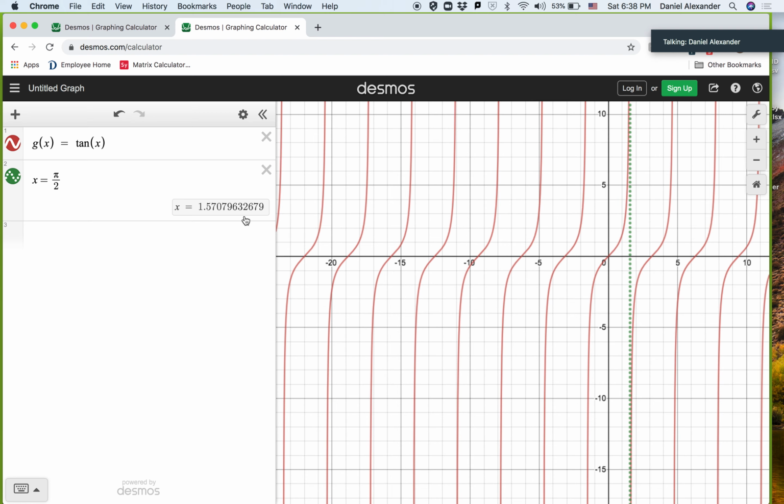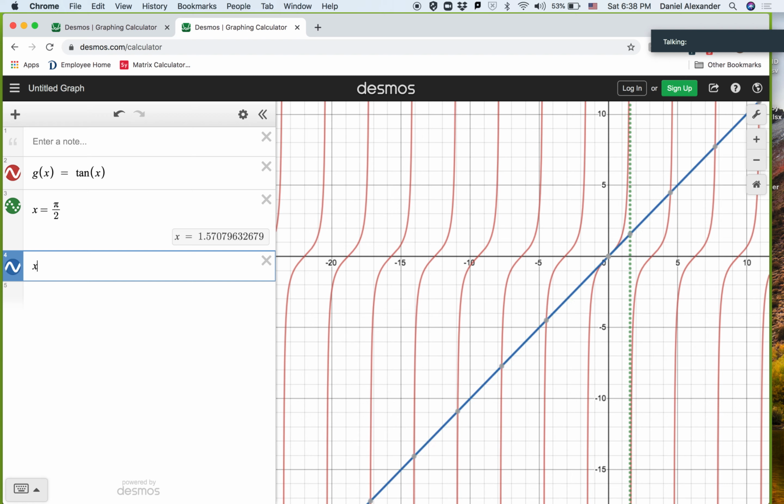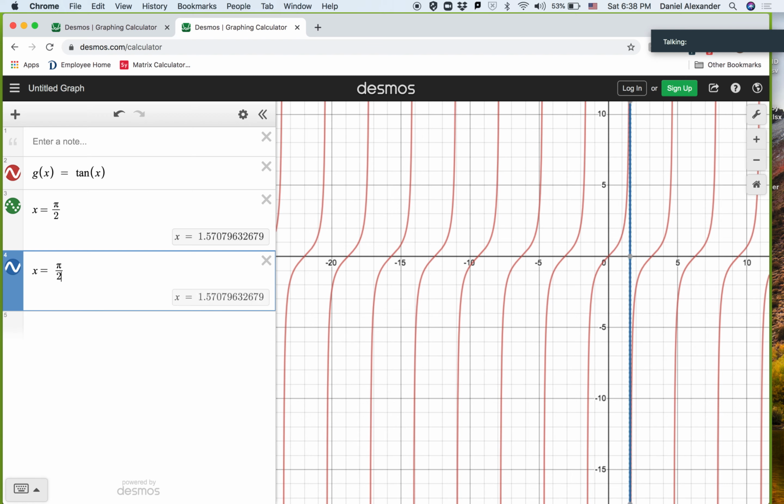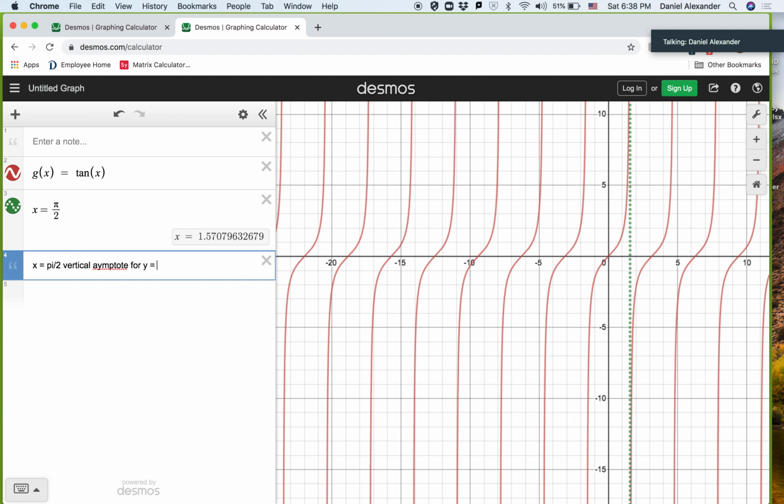Okay, we can see that geometrically. So what this means is that x equals pi over 2 is a vertical asymptote for y equals tangent x.